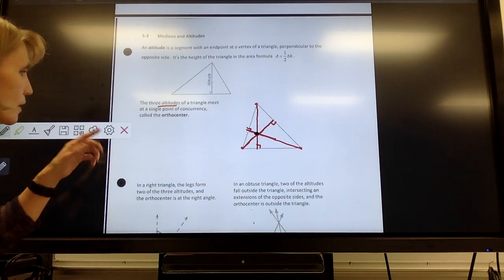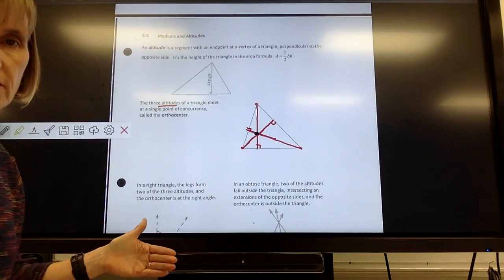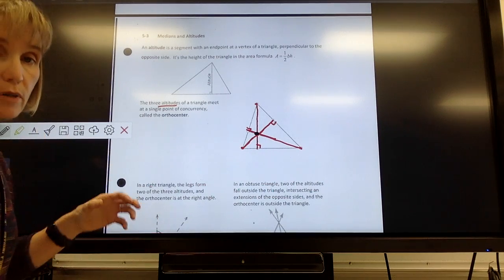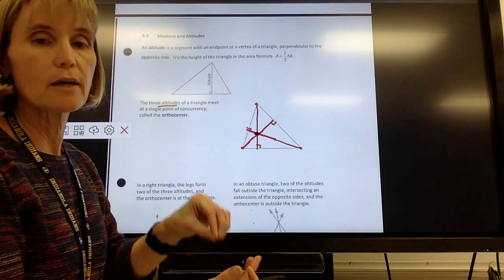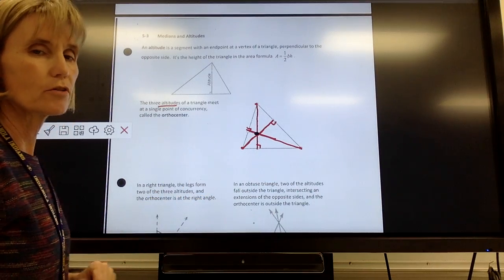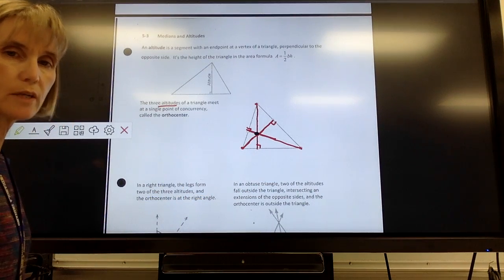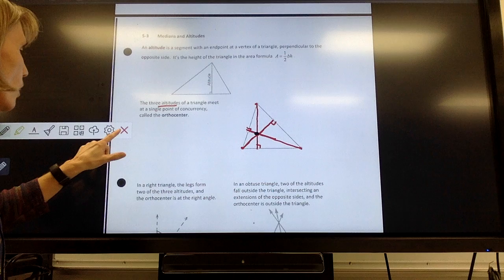We do not use the orthocenter for much of anything. We typically are focused on the circumcenter and the incenter. The orthocenter, we know what it is, we can define it, but not sure it's used a whole lot.